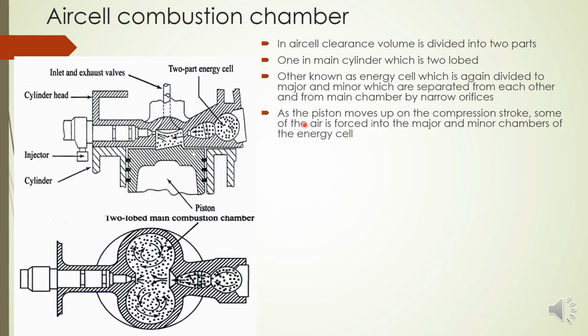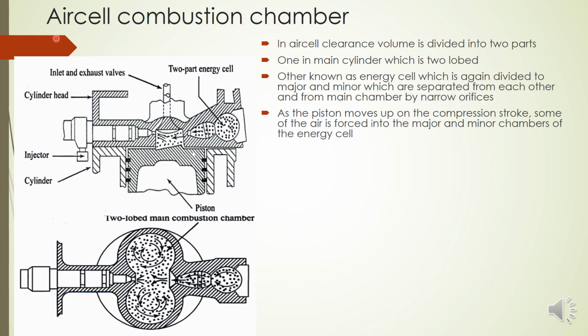And what happens as the piston moves up in the combustion stroke, some of the air is forced into the major and minor chambers of the energy cell. So during the combustion stroke, some air will be going inside this major cell and minor cell. You can see here the major cell is spherical in structure, so here it will create a combustion swirl.